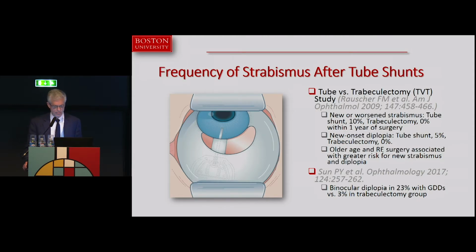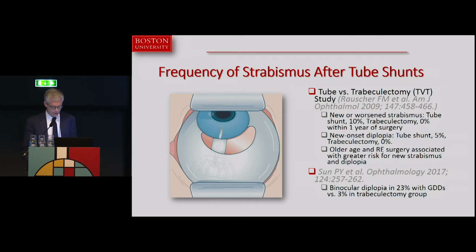How often does this happen? Well, it's actually not that common. The TVT study, the tube versus trabeculectomy study, showed that the incidence of new or worsened strabismus after a tube shunt was about 10%, and after a trabeculectomy, 0% within one year of surgery. The older age and right eye surgery seem to be attributed to a greater risk for new strabismus and diplopia.